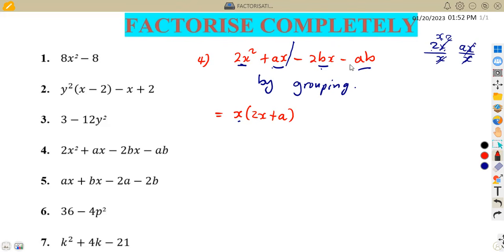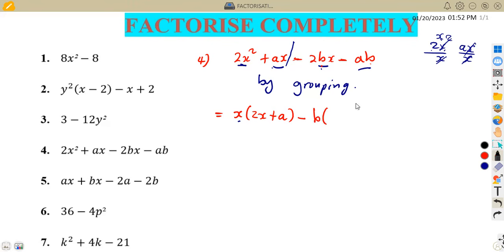From the 2 terms which are remaining, minus 2bx and minus ab, we can see that negative is common. We've got negative here, we've got negative here. So we are going to factor out this negative. And let's move on to the numbers and the letters that we have. B is common here, which means we can factor out minus b.